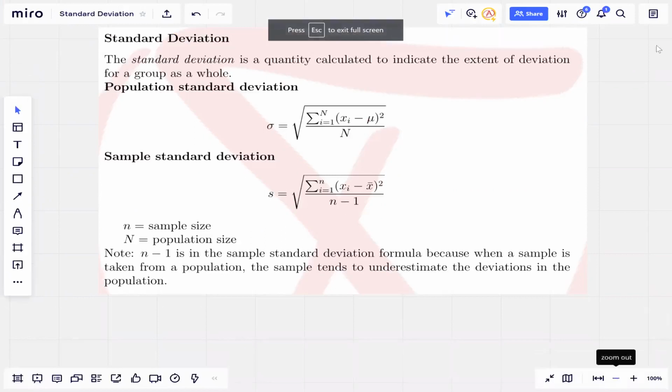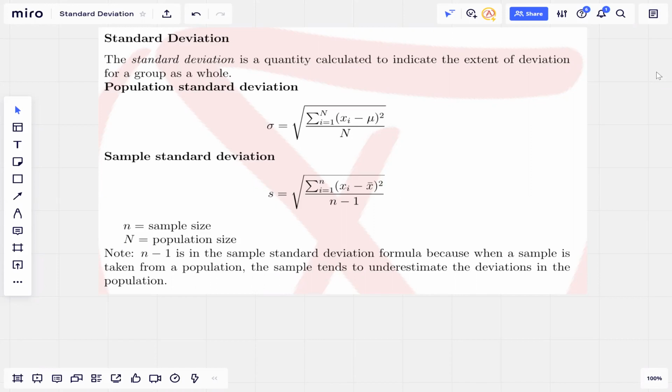All right. So the standard deviation is a quantity calculated to indicate the extent of deviation for a group as a whole. So we have a whole lot of data, and so that's our group as a whole. And the standard deviation is this quantity that we calculate, so a value, and it gives us some sort of indication of how deviated all the data is from one another. So the main thing I want to go over here is notation.